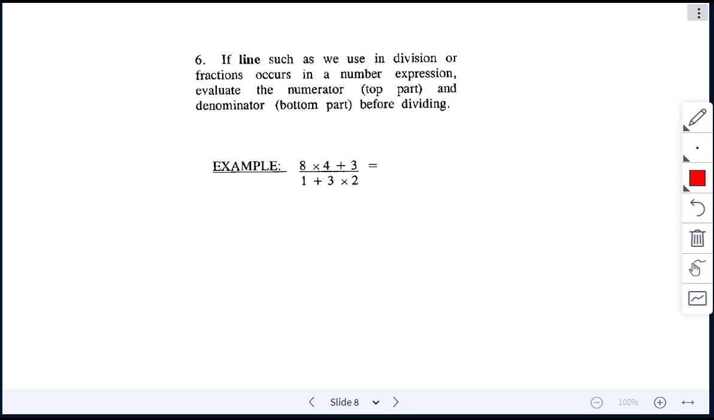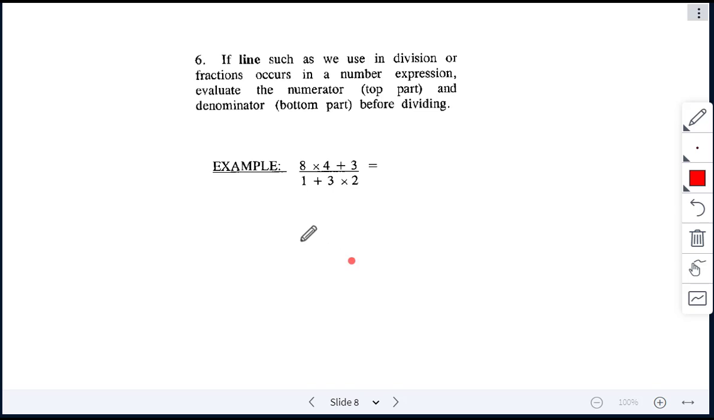Okay, in this type of equation, we have a line, which is basically the same line as you would see in a fraction. So we have our numerator and we have a denominator. So in questions like these, you're going to evaluate the numerator first, that's the top part, and then you're going to evaluate your denominator, which is the bottom part, and then you can go ahead and reduce or divide.